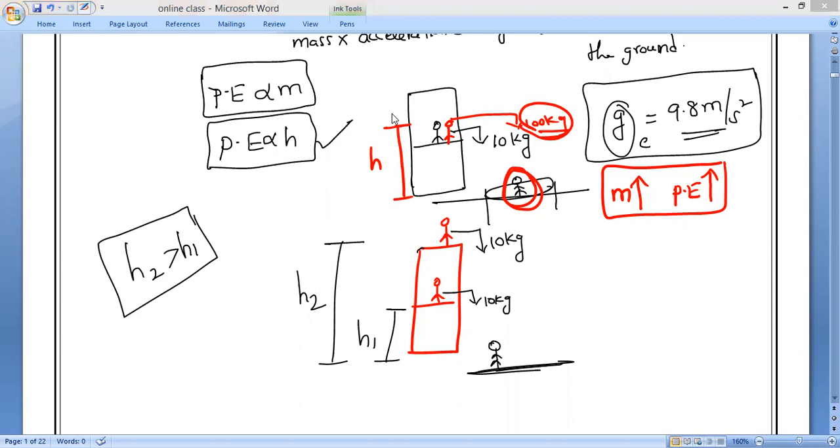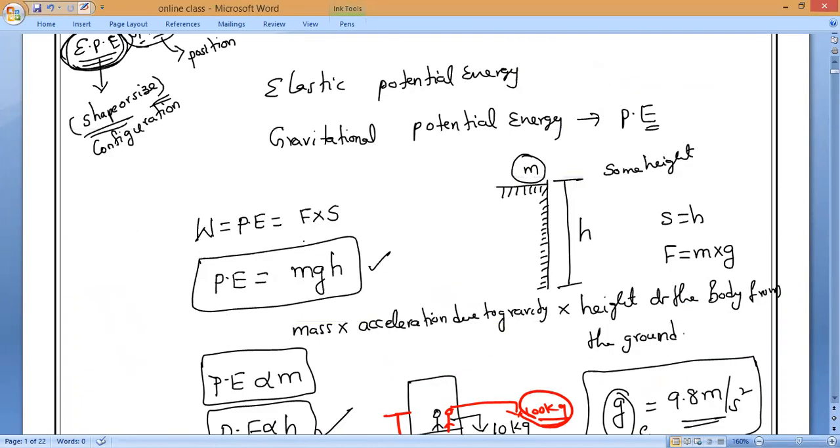Is it okay? That is what you have to remember, everybody. That is what you have to understand. Understand, Mr. Kaushik? Clear? So, what is the potential energy formula? mgh: mass of the body into acceleration due to gravity into height of the body from the ground.